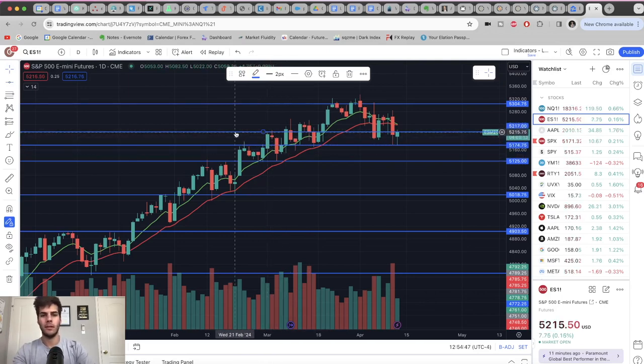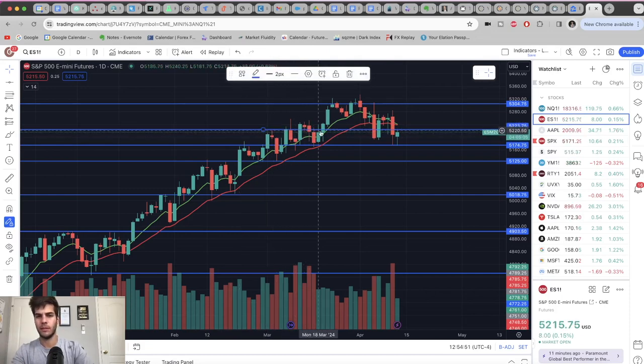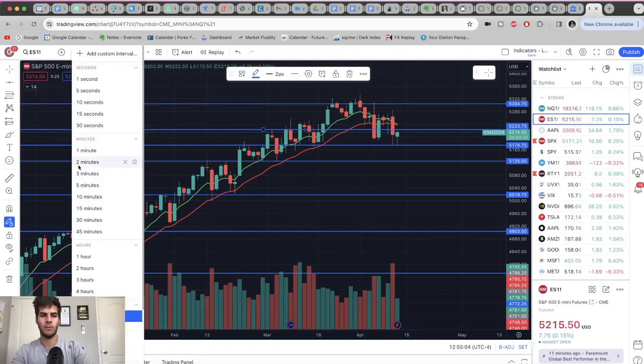Okay, so these are our daily levels. You can see we touched 1, 2, 3, 4, and then 5. And then here, you can see we touched 1, 2, 3, 4, 5, 6, if you count today. So those are our daily levels, and then we'll just do 1 hour levels.